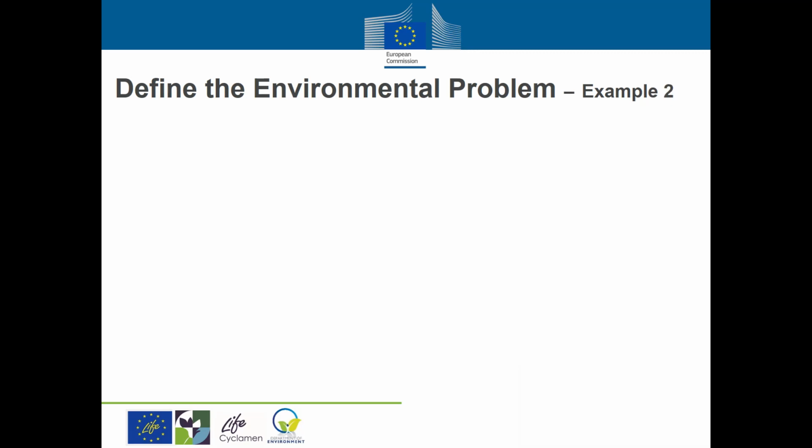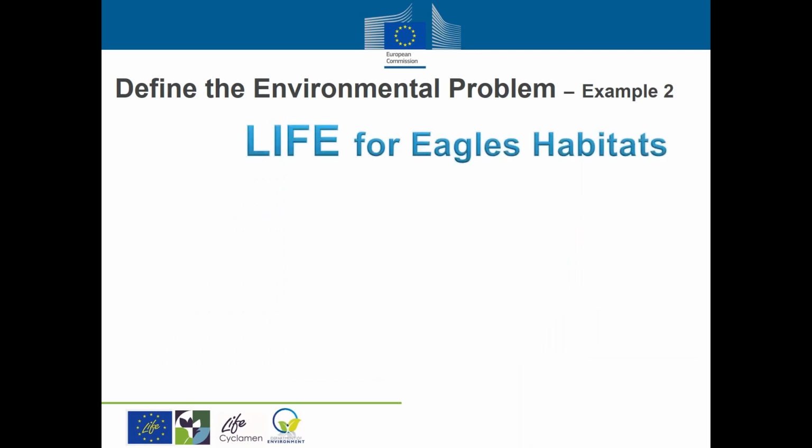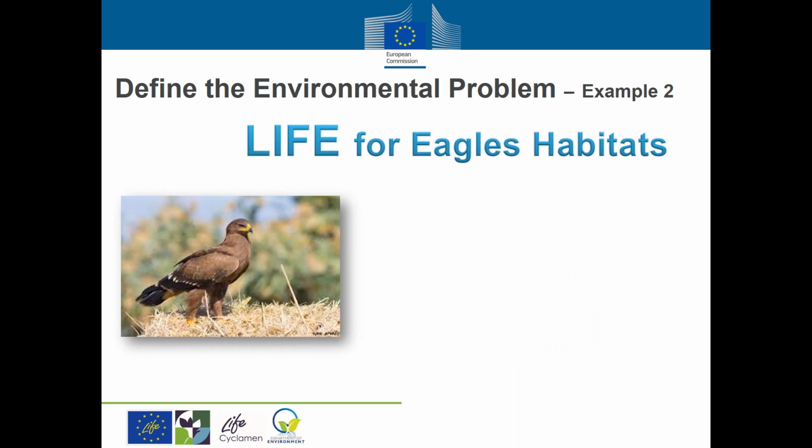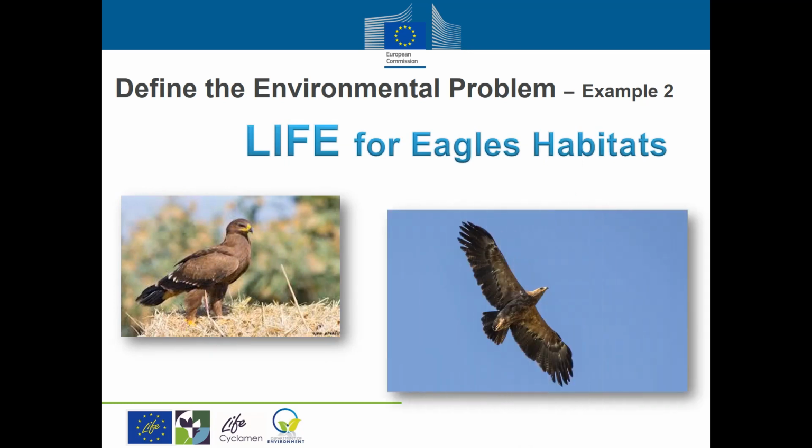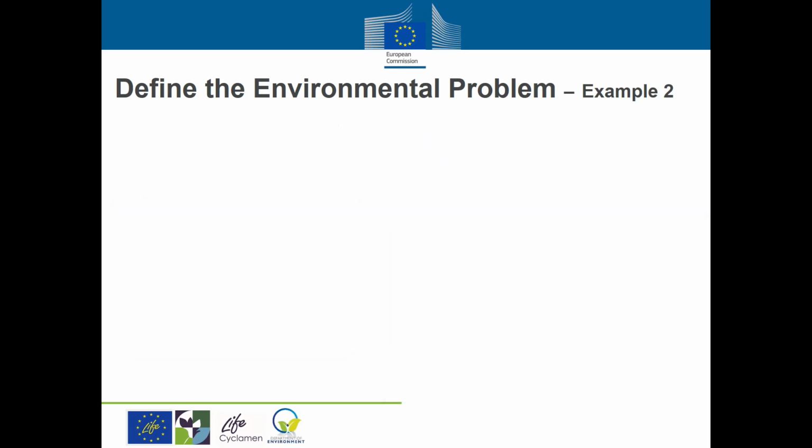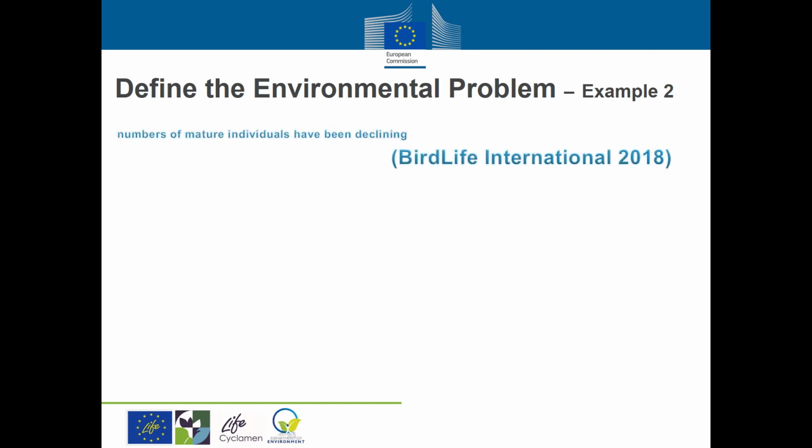Our second example comes from the project Life for Eagles Habitats, under the thematic priority of nature and biodiversity. With more than 600 breeding pairs of lesser spotted eagle, Bulgaria is a stronghold for the conservation of this species in the southern part of its distribution range. This sensitive forest raptor species prefers to breed in mature forests and builds its nest in large trees. Although the population size is considered to be stable, in recent decades, the numbers of mature individuals have been declining in many parts of the species range, especially in the core of the population.